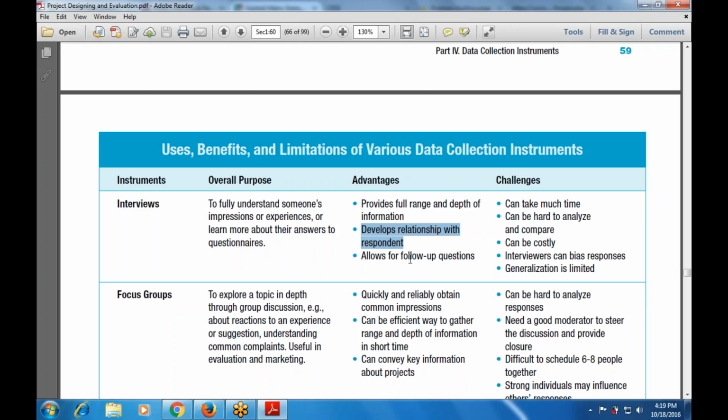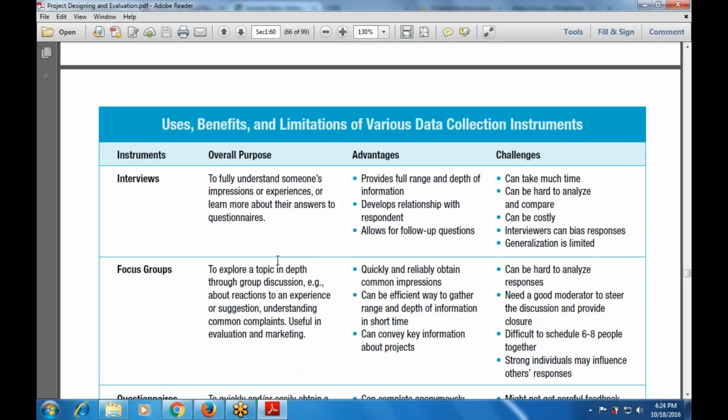Then the data can be hard to analyze and compare. It is also very costly to handle the data and the scenarios. What are the various challenges faced while conducting interviews? What are the various ways by which we can conduct the interview? So first are interviews, to fully understand someone's impressions or experiences, which provide the full range and depth of information. Then there is the focus group.